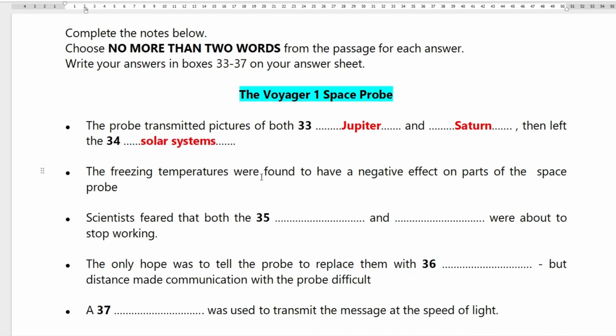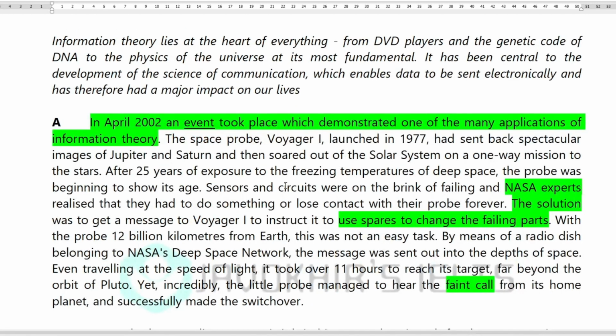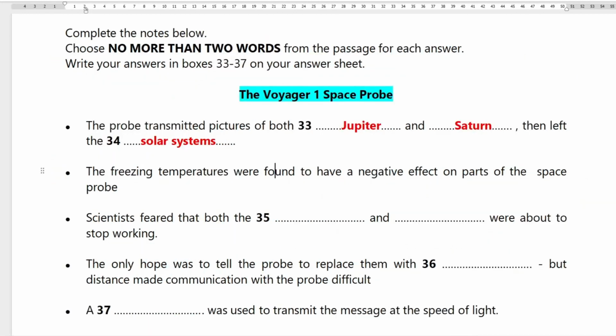The freezing temperatures were found to have a negative effect on the parts of the scope. The freezing temperatures, so we have the freezing temperatures over here. I just want to highlight that now in cyan color.